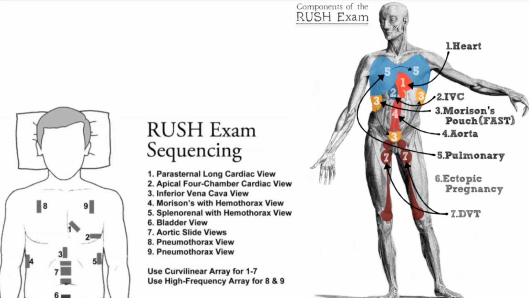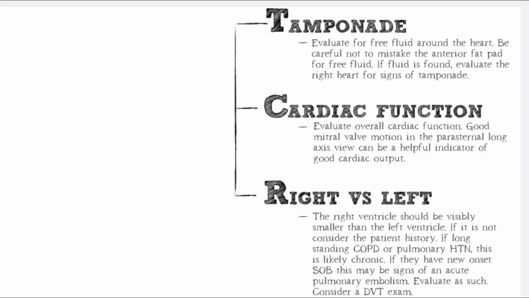Next, now I will show you a slide on where to scan while doing a RUSH protocol. The sequence of the RUSH examination is: first, the parasternal long cardiac view. Second, the apical four-chamber cardiac view. Third, the inferior vena cava view. Fourth, Morrison's pouch along with a hemothorax view. Fifth, the splenorenal view along with a hemothorax view. Sixth, the bladder. Seventh, the aortic view, and eighth and ninth are to rule out pneumothorax on both sides. First we will deal with the pump, that's the heart.